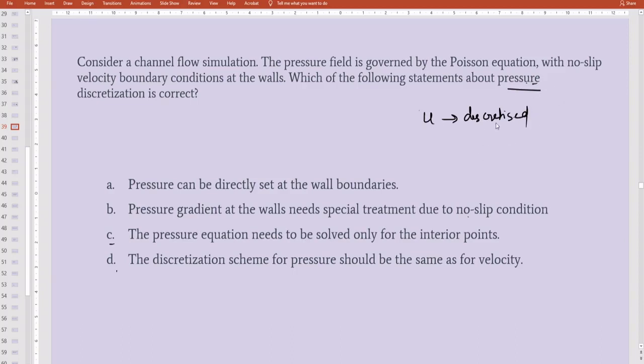So we have to discretize the pressure equation and connect U and P with some staggered grid kind of method, or some other schemes may be used to connect U with P. Then only we can solve our equations, I mean our system.